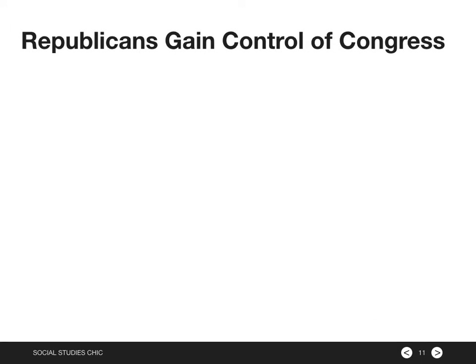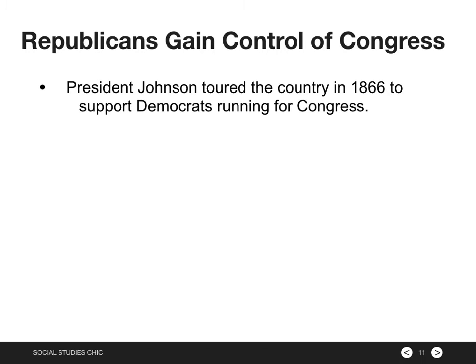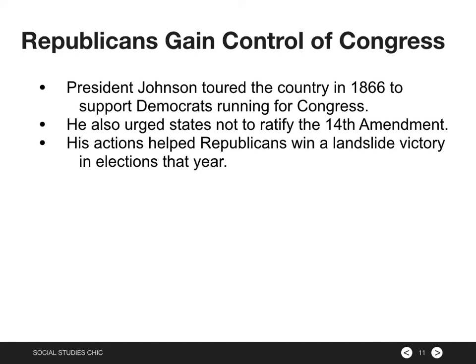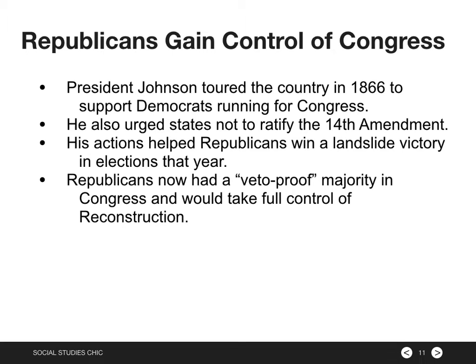So the Republicans gained control of Congress. President Johnson toured the country in 1866 to support Democrats running for Congress. He also urged states not to ratify the 14th Amendment, which is the Equal Protection Amendment. His actions helped Republicans win a landslide victory in elections that year. Republicans now had a veto-proof majority in the Congress and would take full control of Reconstruction.